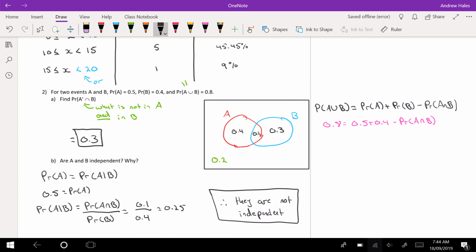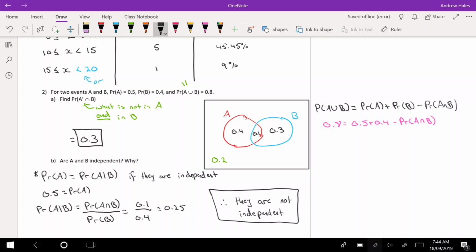Actually, I'm just going to fix something that I did at the start here. Here I wrote probability of A equals probability of A given B. I'm just going to put this if they are, because that's not mathematically correct, because they're not equal. So I'm going to just put in a hyphen: if they are independent, that is what happens. Well, they're not equal, so therefore they're not independent.